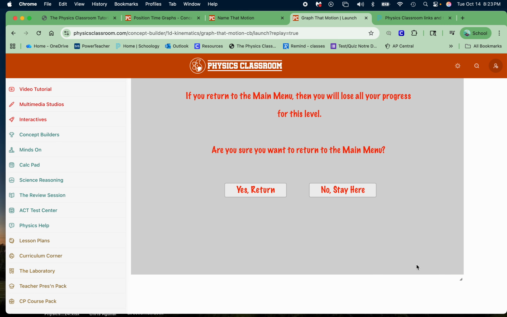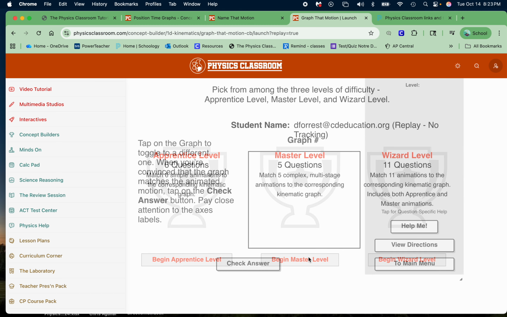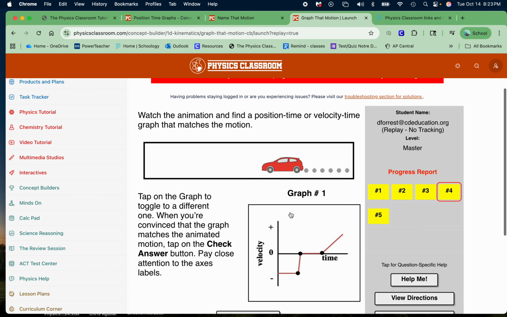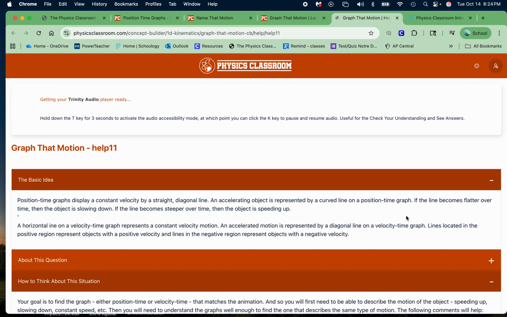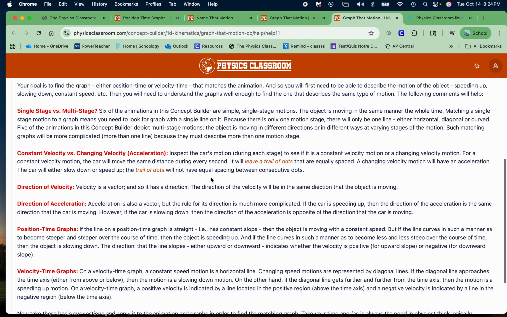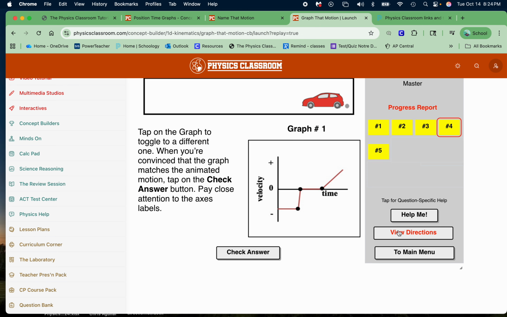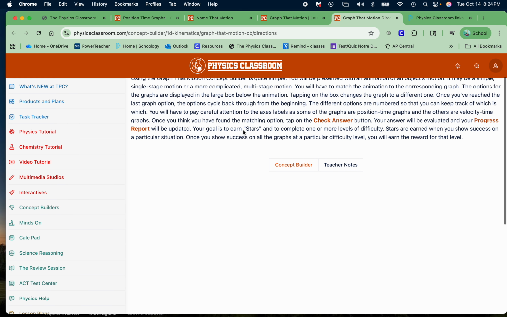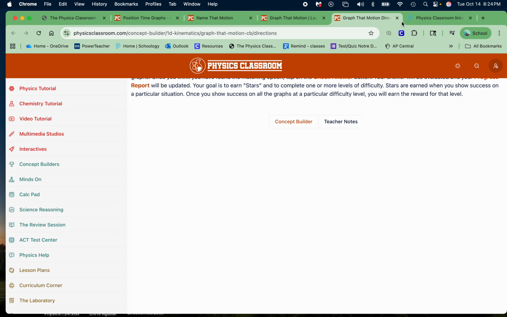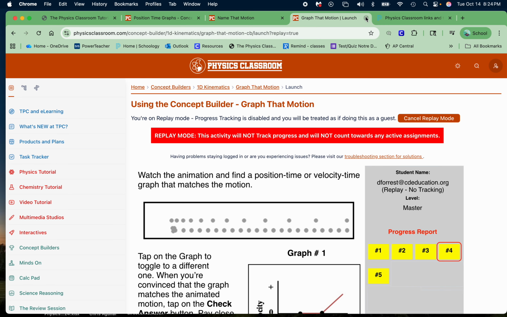Okay. If you want to go and look at the master level, it is very similar. It's just a little more complicated with different parts. If you need help, hey, Graph That Motion, there's help. It talks about all these graphs. If you want to view the directions, it talks about that as well. Okay, so that is Graph That Motion.